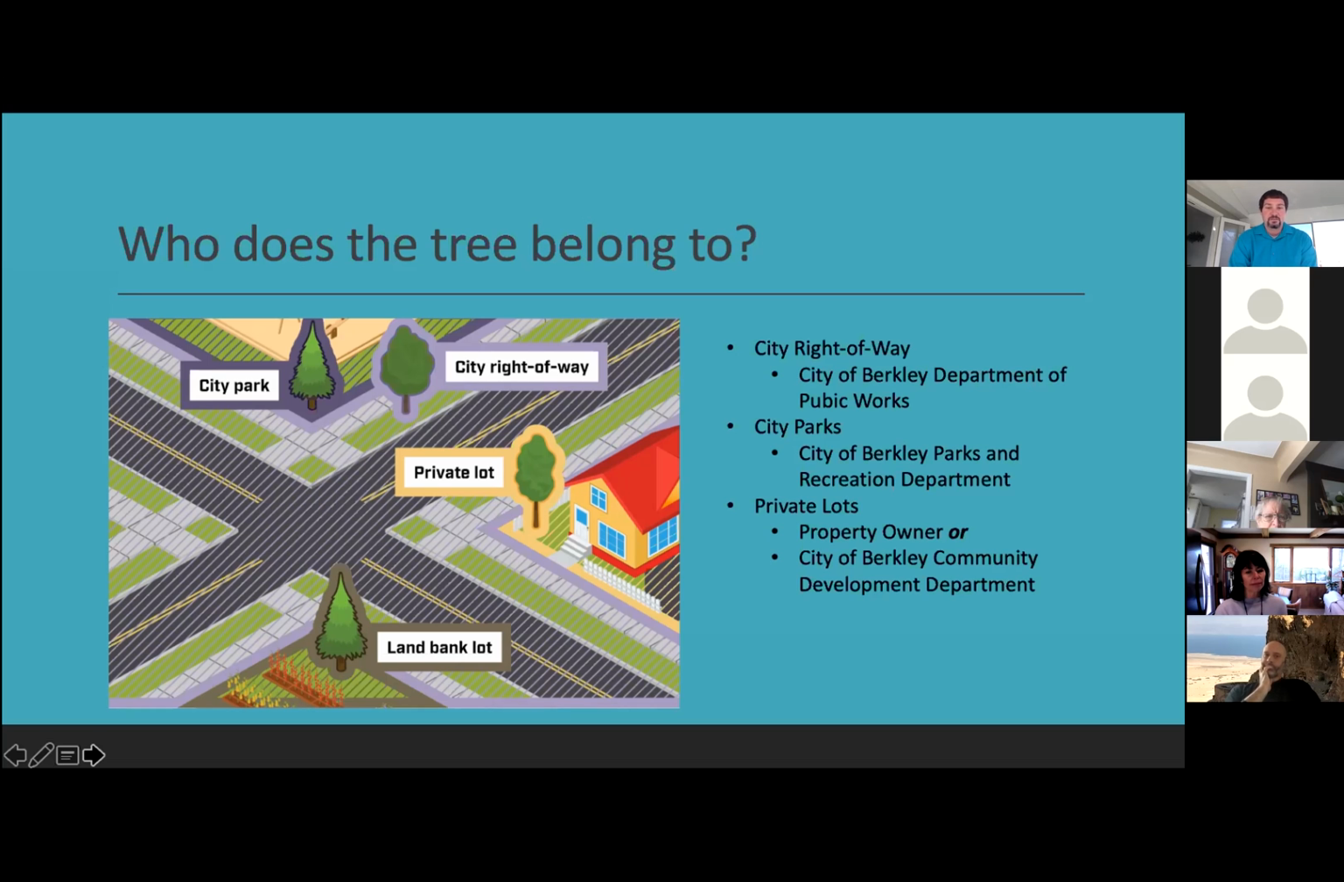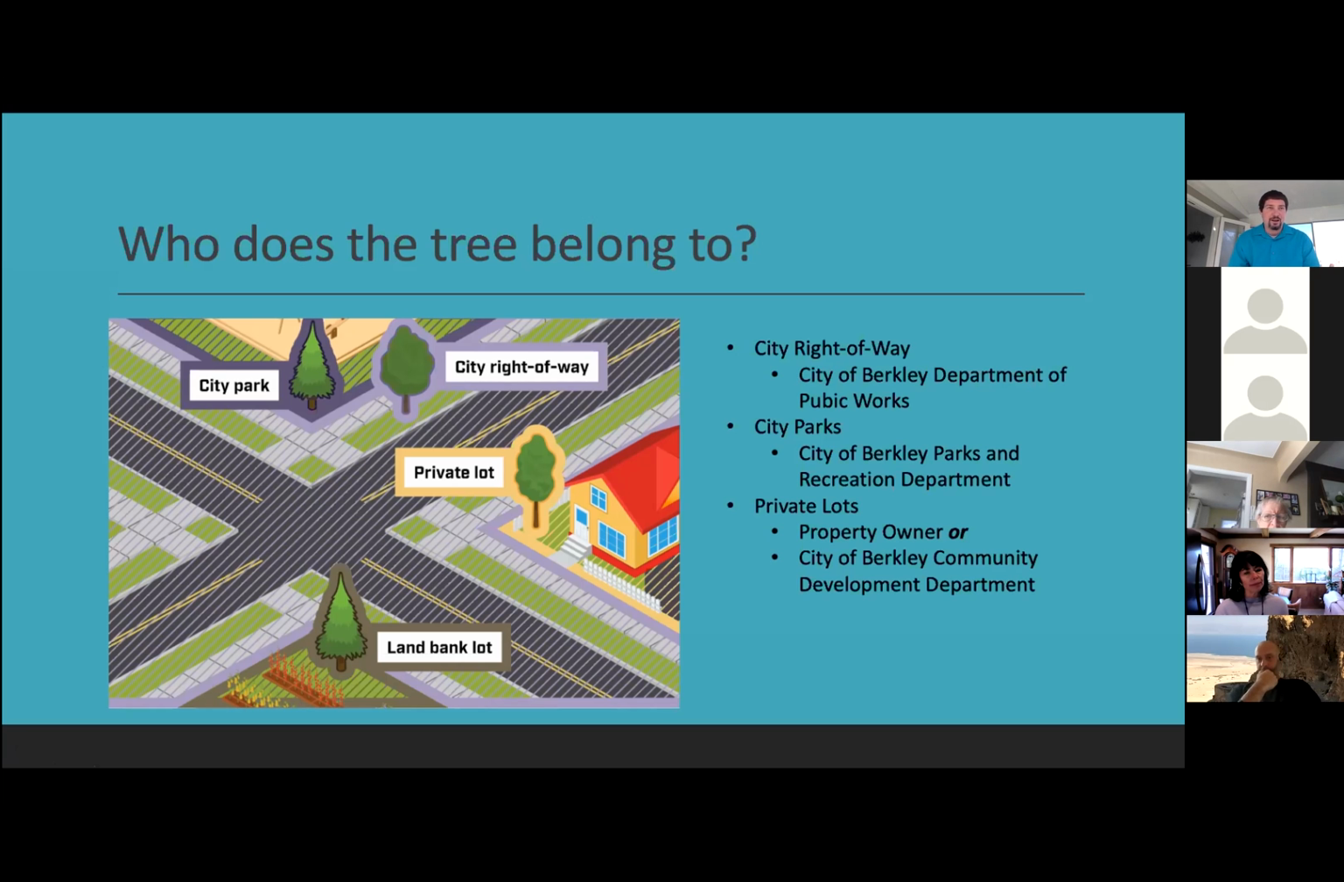If it's on park property, that's a different department. It's still the city, but that's going to be a different phone number. For private lots, go talk to your neighbor. If you have a tree that's growing on the property line, you both have shared ownership, and it's equal ownership, regardless of whether most of the tree is on their side or your side. Everybody gets an equal say in what happens.